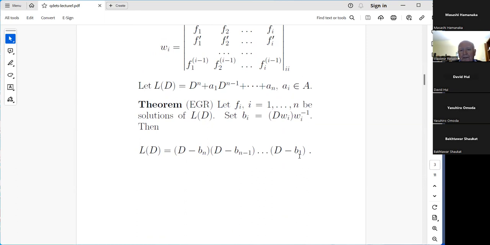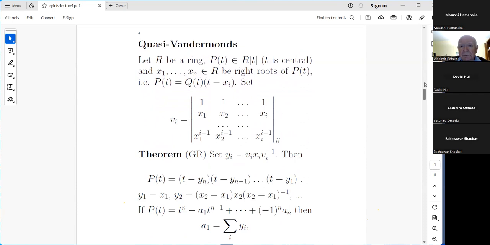Of course, since you can order your solutions in n factorial ways, you have n factorial decompositions of this operator L of D. This was actually used in the paper by Ettinger, Gelfand, and me when we considered systems of Toda equations. Okay, and let me discuss maybe a similar approach.